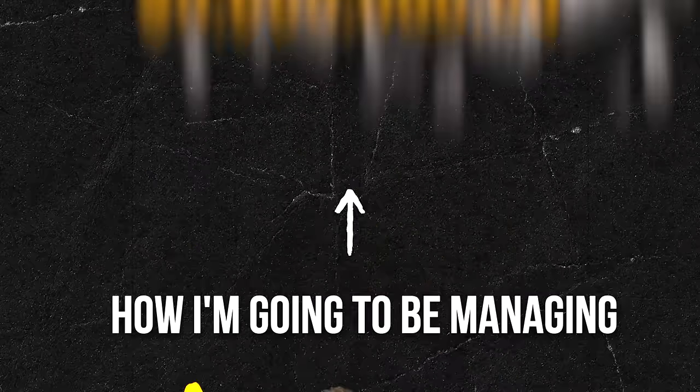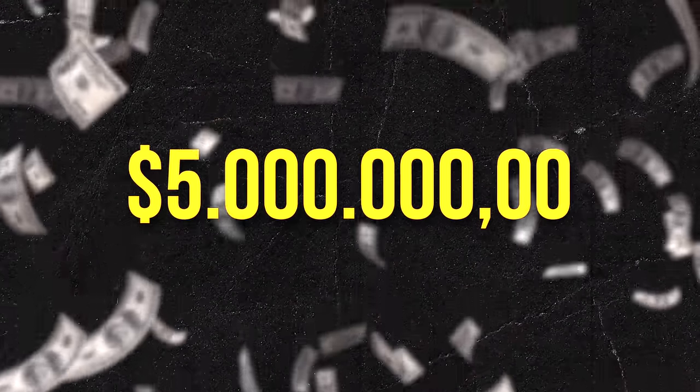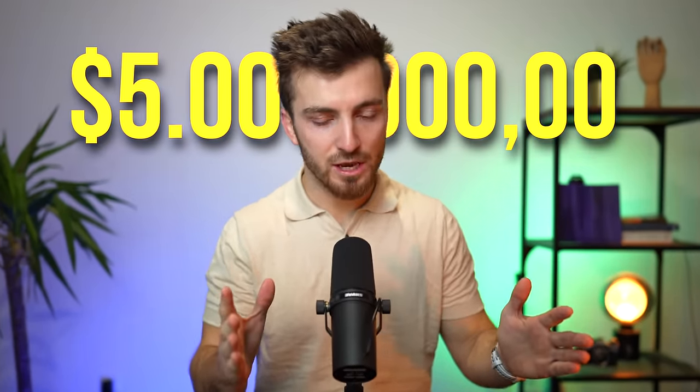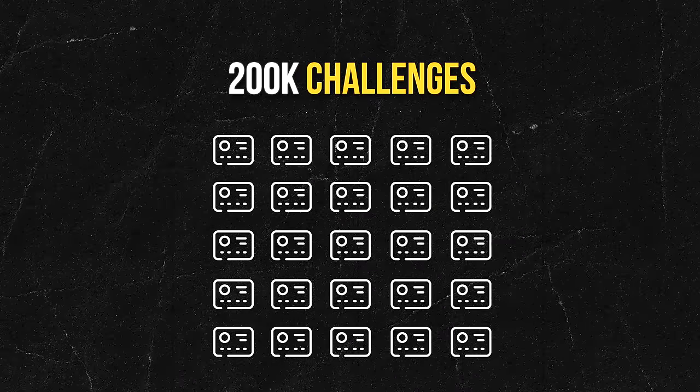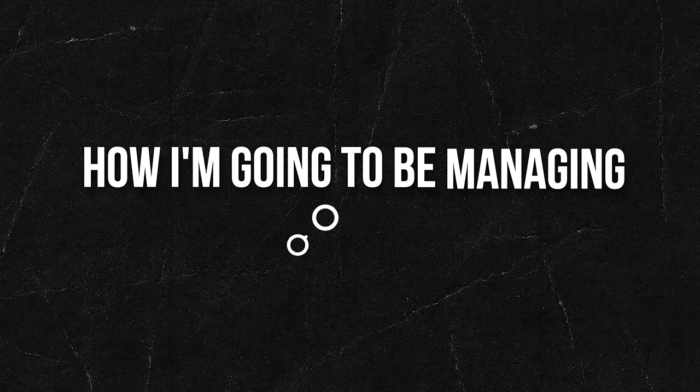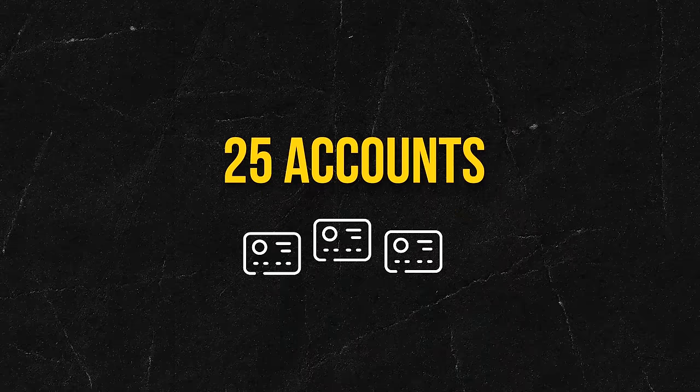So in this video, I'm going to talk about how I'm going to be managing $5 million worth of prop firm capital. And yes, I know I've said it a million times already, but this video is important because $5 million, if you have 200K challenges, that's 25 accounts. Those are a lot of accounts to be trading at the same time. And so in this video, I'm going to tell you how I'm going to be managing these 25 accounts, how I'm going to be trading between them.